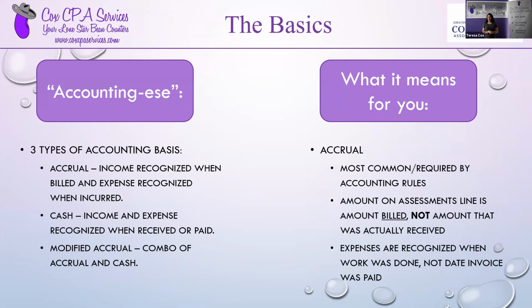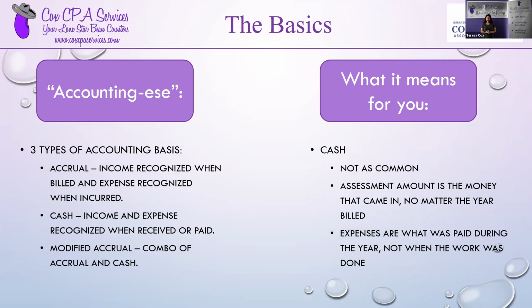The other thing I want to go over real quick is the accounting basis. There are three types: accrual, cash, and modified accrual or modified cash. Accrual is the most common. It's the industry standard. When we release an audit, it's typically going to be on accrual basis unless otherwise specified. All it means is that the assessments line is the amount that was actually billed for the whole year, not the amount that you actually got in. And the expenses are for when the activity was incurred, not when the invoice was paid. So your December landscaping bill that you paid in January needs to be accrued into December.